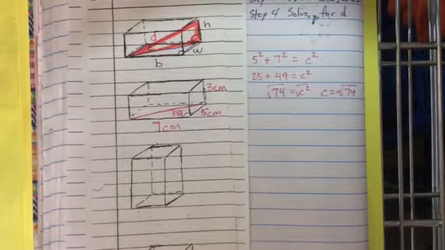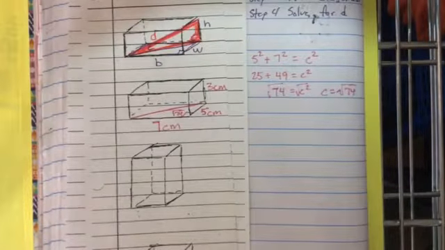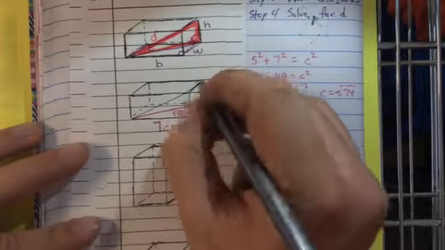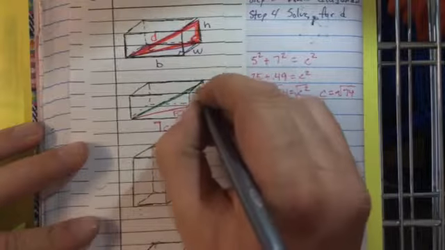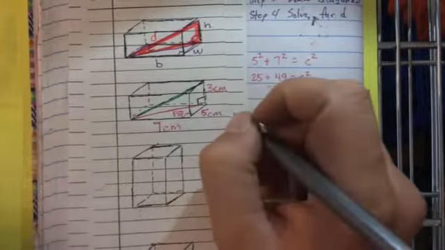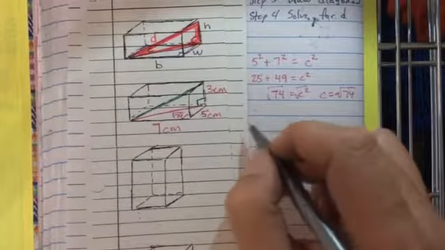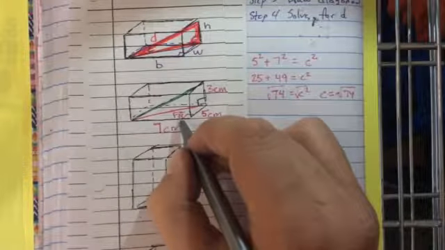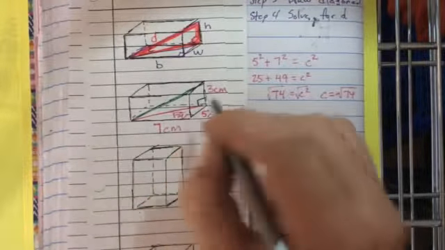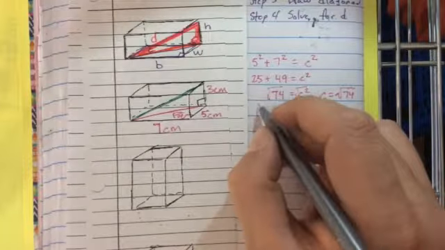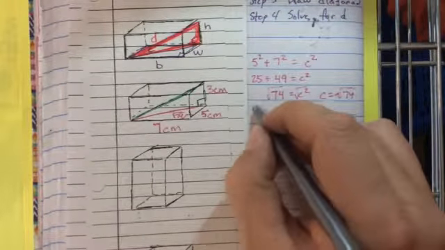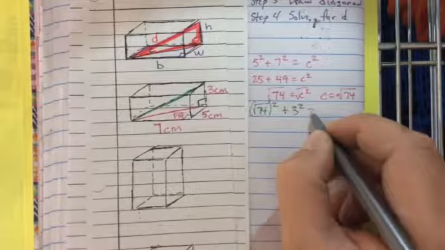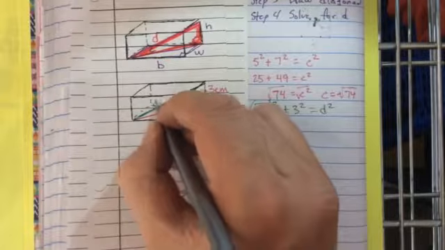So now we've found our hypotenuse. What's our next step? Draw the diagonal. So the green is our diagonal, thus creating our second right triangle. So what's our A? We have a leg here, it's 3 centimeters, and a leg here, square root of 74 centimeters. So we have the square root of 74 squared plus 3 squared equals our D squared. So we're looking for D now.